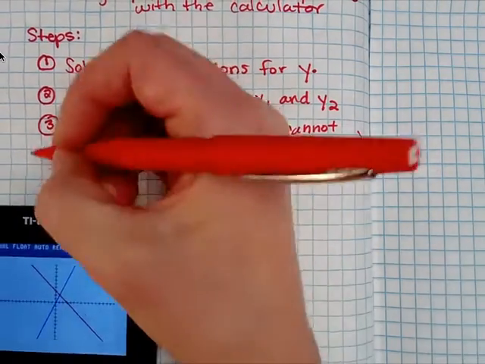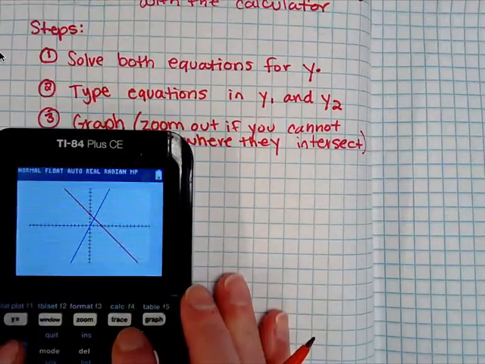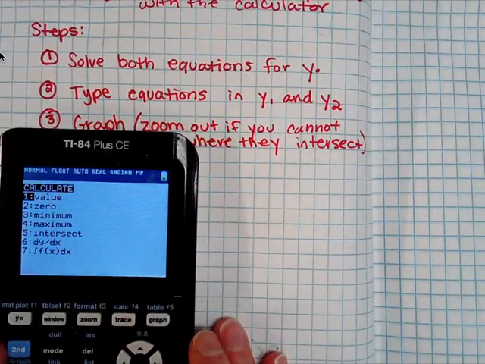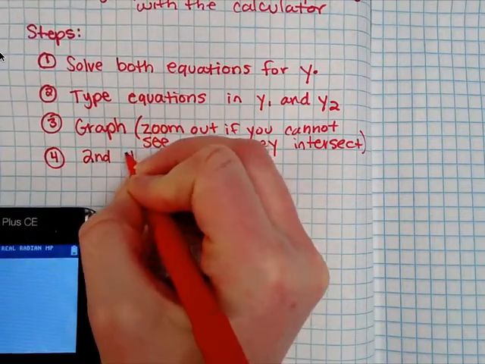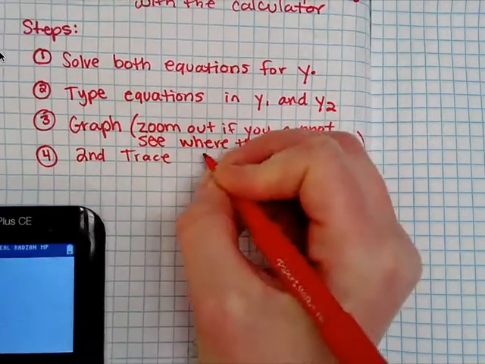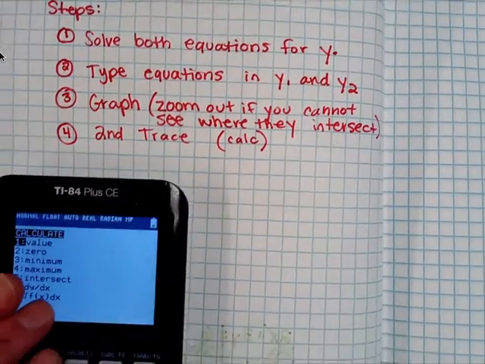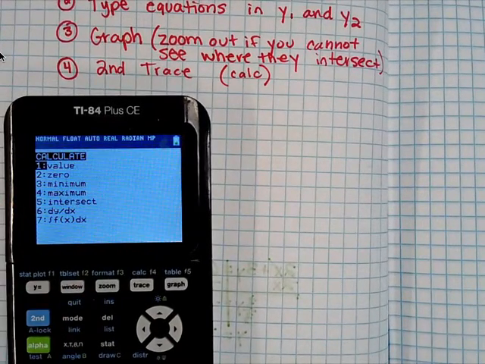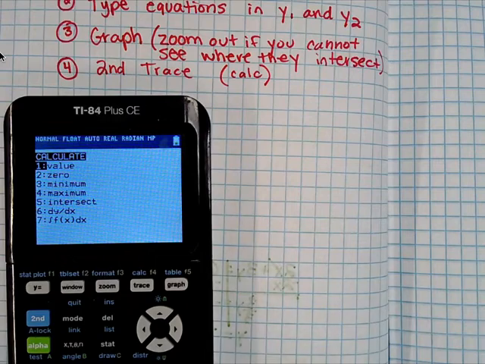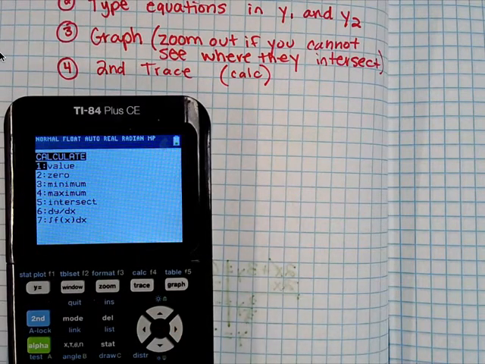All right, so now number 4. Second trace, which is calculate. So second trace. And I'm going to put in parentheses calculate. Calc. We're calculating where they intersect, the solution. So you should be at this screen now.